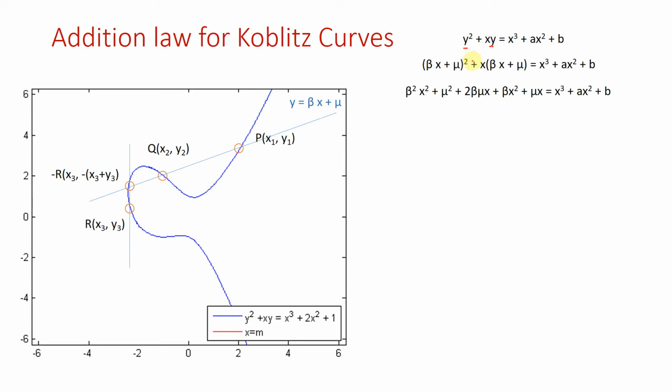I will reflect the power into the parentheses. First term squared value: beta squared x squared. Second term squared value: mu squared. Plus 2 times first term and second term: 2 times beta mu x. Plus, I will reflect this x into the parentheses, and this will become beta x squared plus mu x is equal to x to the power of 3 plus a x squared plus b.